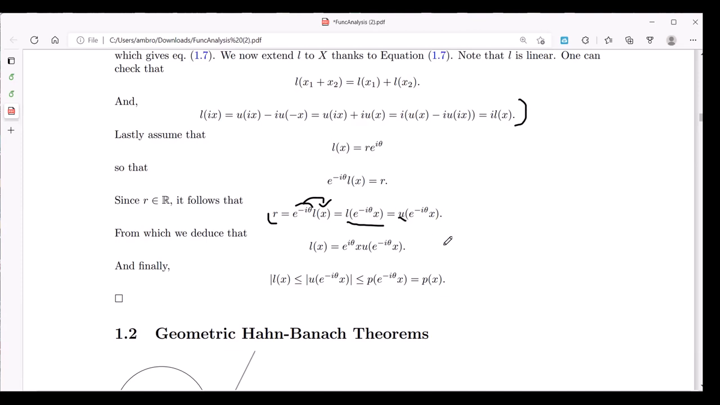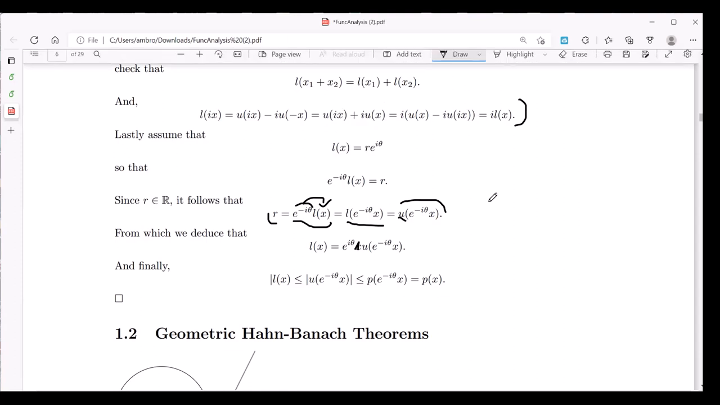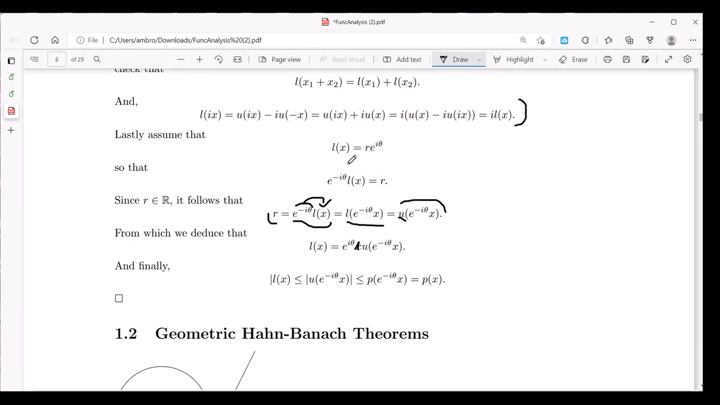Okay. Well, there's a typo here. So now I just identify this with this, and I got that L of x equals e^{i theta} U of e^{-i theta} x. This is a typo. So I did the computation for you because often in the books you don't find the computation. You have to do it yourself, so you can find it there.